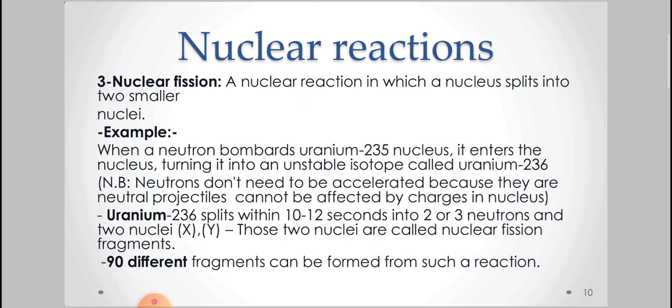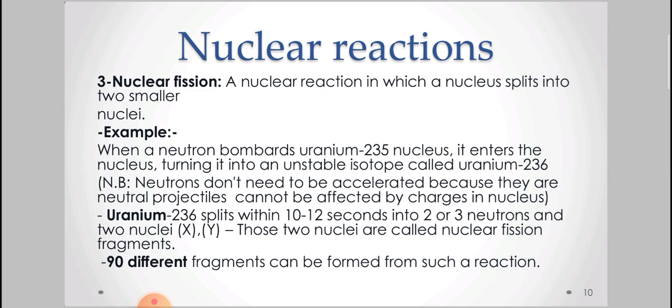Number three, nuclear fission. Nuclear fission is a nuclear reaction in which a nucleus splits into nuclei. Example, when a neutron bombards a uranium-235 nucleus, it enters the nucleus, turning it into an unstable isotope called uranium-236. Neutrons don't need to be accelerated because they are neutral. The projectile can't be affected by charges in the nucleus.